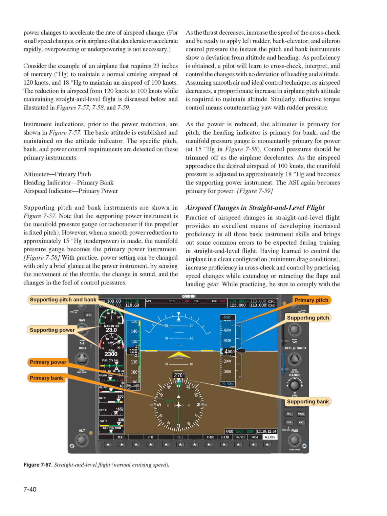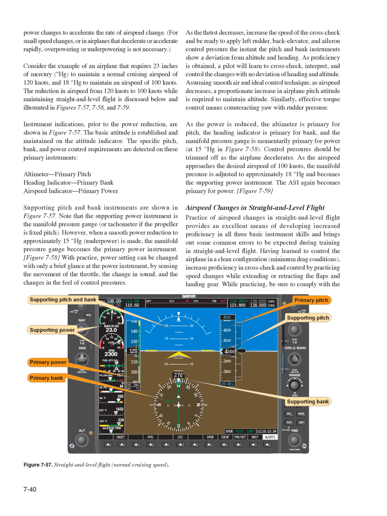Consider the example of an airplane that requires 23 inches of mercury, Hg, to maintain a normal cruising airspeed of 120 knots, and 18 Hg to maintain an airspeed of 100 knots. The reduction in airspeed from 120 knots to 100 knots while maintaining straight and level flight is discussed below and illustrated in figures 7-57, 7-58, and 7-59. Instrument indications, prior to the power reduction, are shown in figure 7-57.